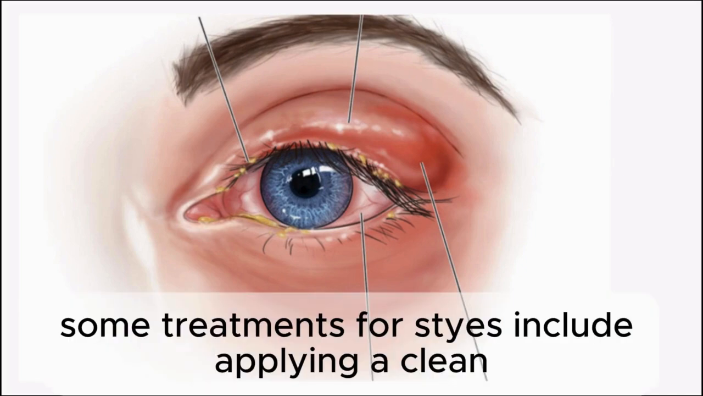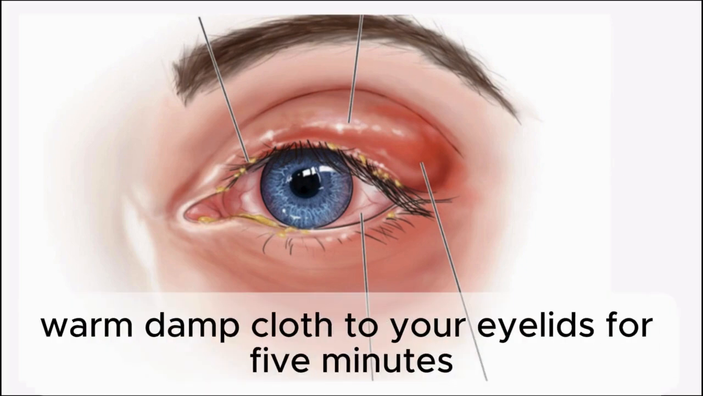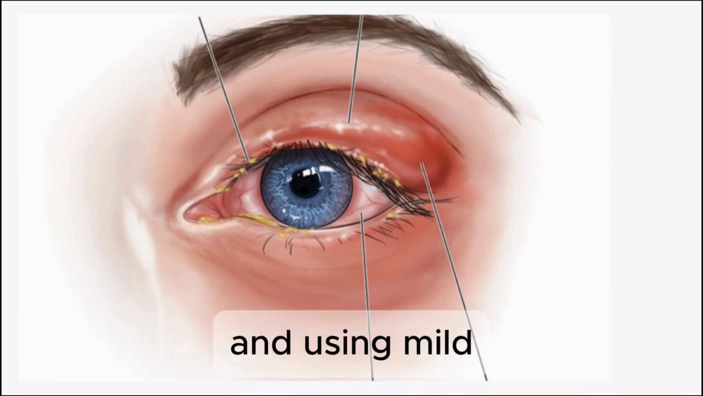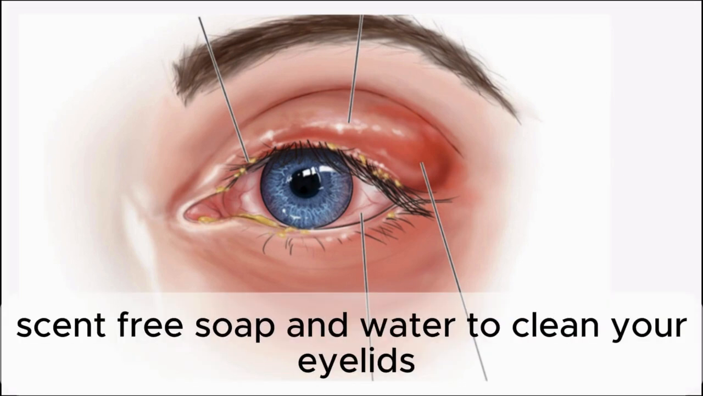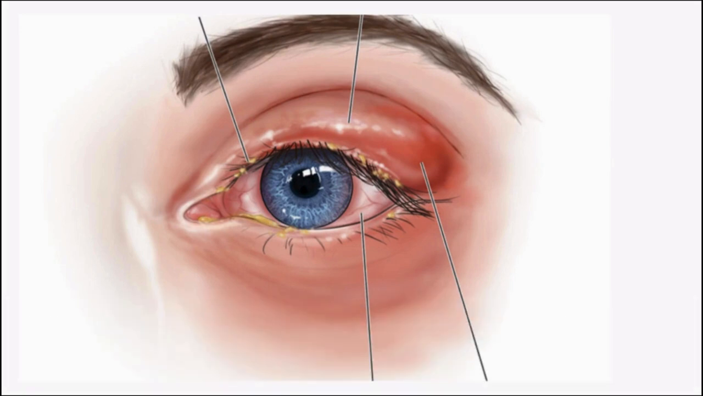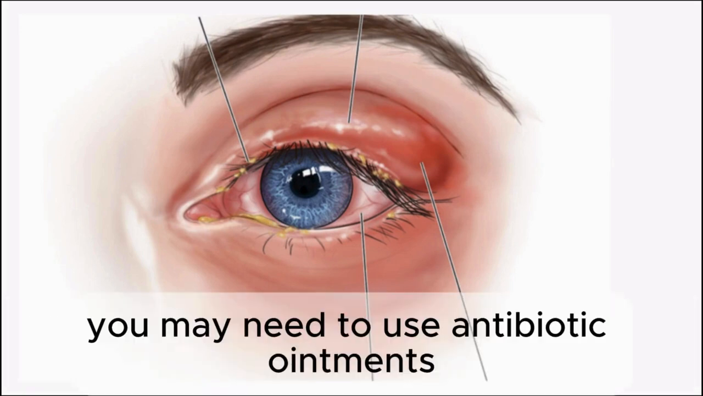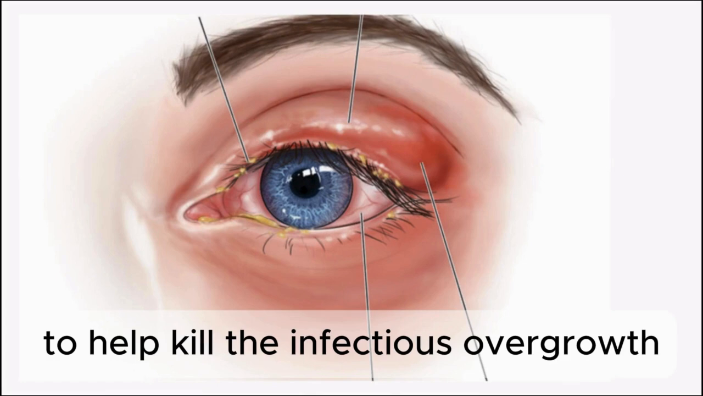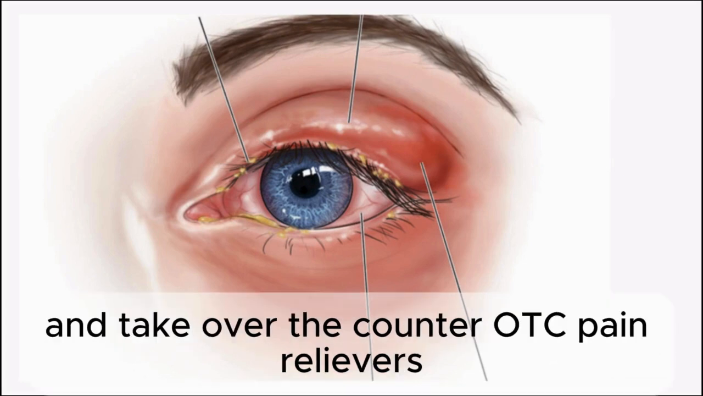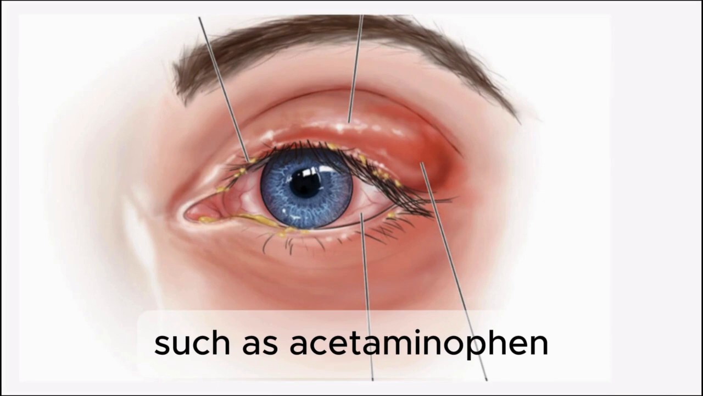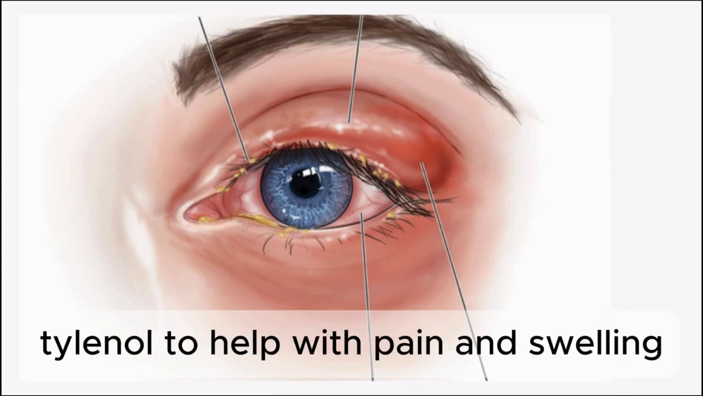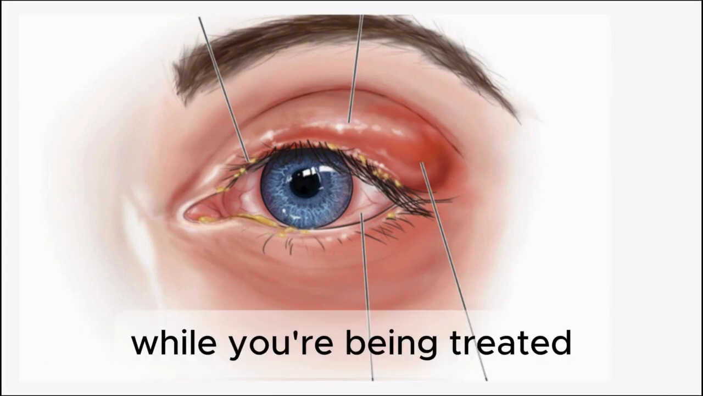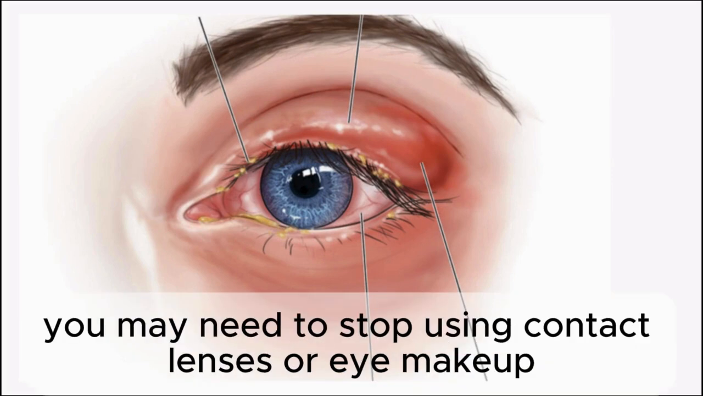Some treatments for styes include applying a clean, warm, damp cloth to your eyelids for 5 minutes at a time a few times a day and using mild, scent-free soap and water to clean your eyelids. You may need to use antibiotic ointments to help kill the infectious overgrowth and take over-the-counter (OTC) pain relievers, such as acetaminophen (Tylenol), to help with pain and swelling. While you're being treated, you may need to stop using contact lenses or eye makeup.